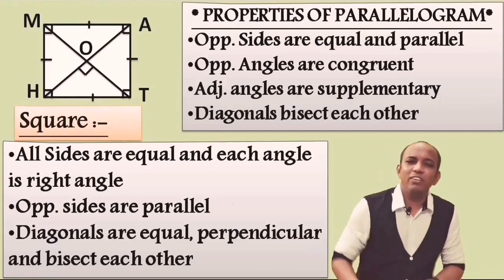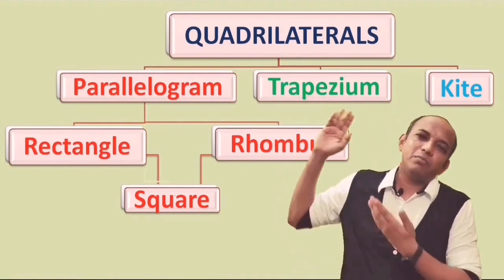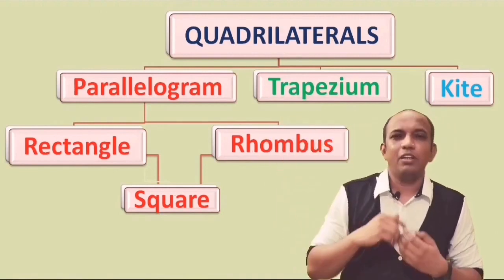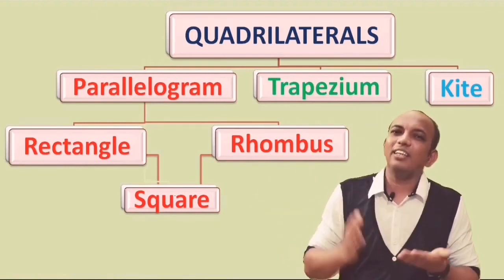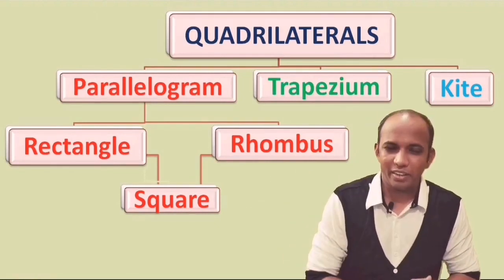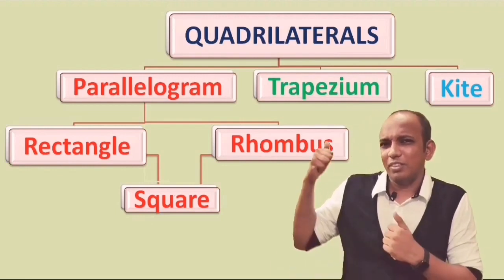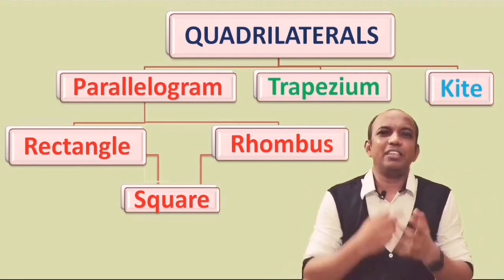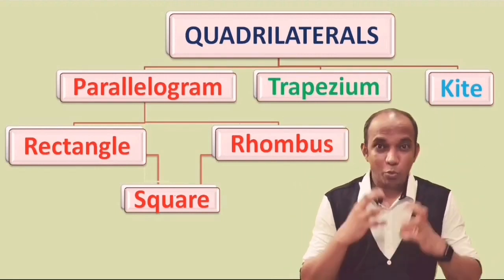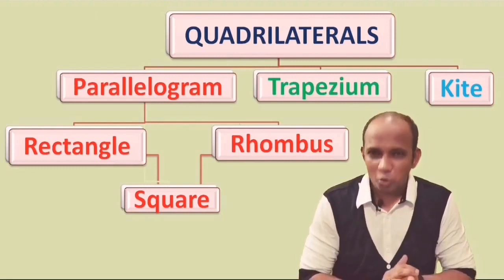So in short, what we have learned today is that quadrilaterals are classified into three main parts, that is parallelogram, trapezium and the kite. Further, parallelograms are subgrouped into rectangle, rhombus and the square. One more type of quadrilateral is called the isosceles trapezium, that is a part of trapezium. When the legs of the trapezium are equal in length, then that trapezium is called an isosceles trapezium.